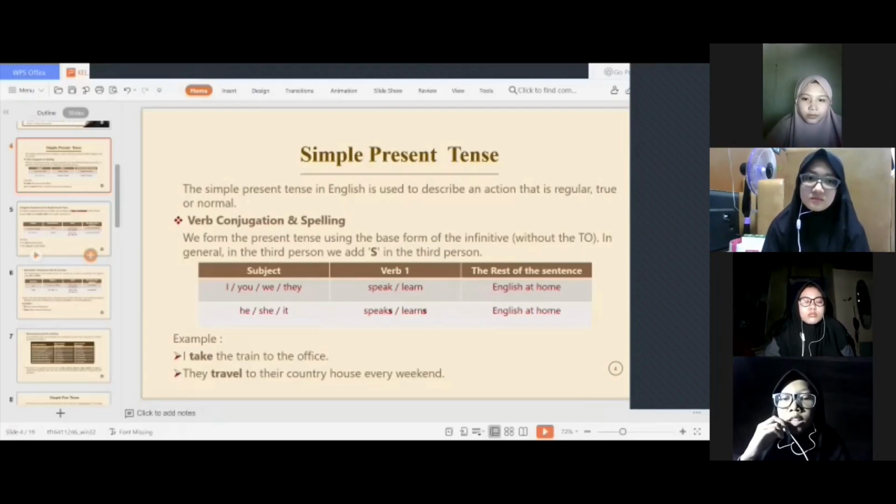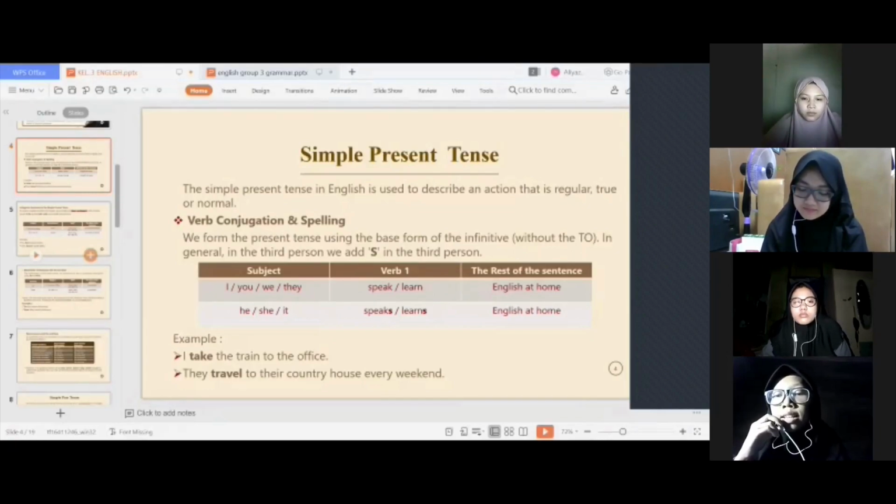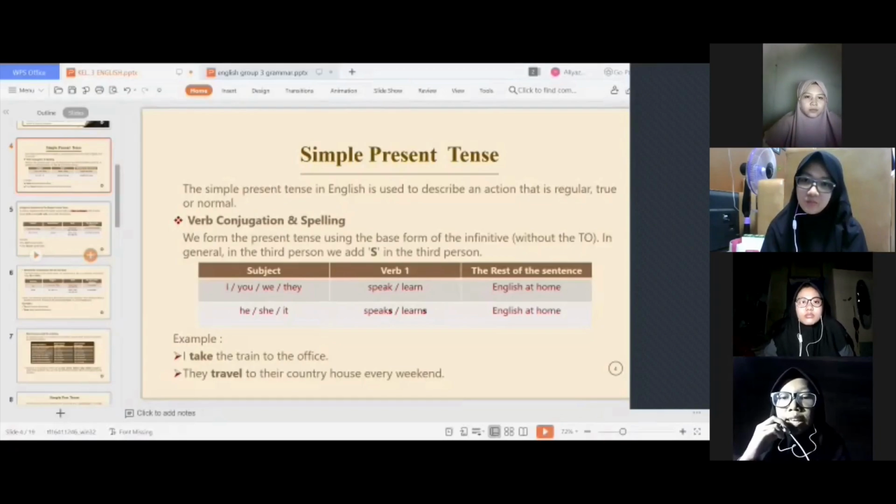Subject I, you, we, they. Example verb speak or learn. The rest of the sentence English at home. So if we make a sentence, I speak English at home. Subject he, she, it. Example verb speak or learn. So we add s on the end of the verb. The rest of the sentence English at home. So if we make a sentence, she learns English at home.